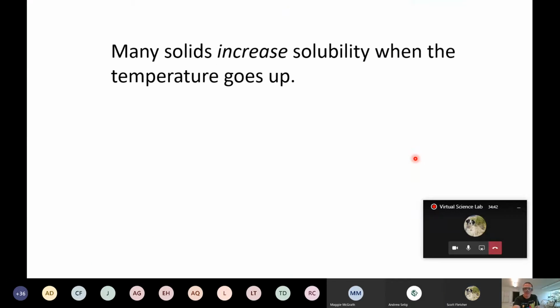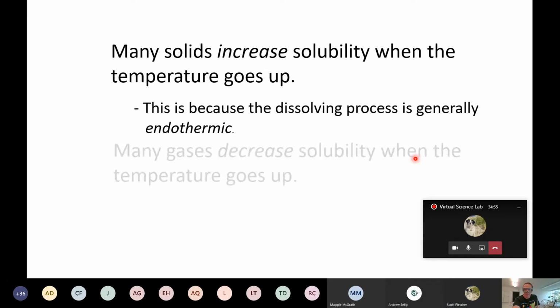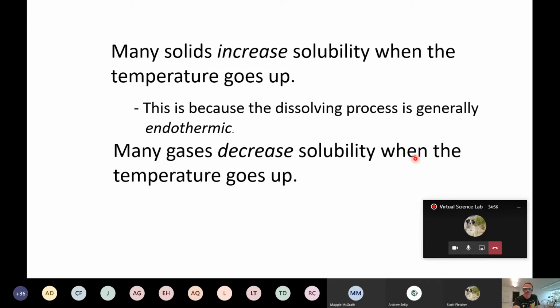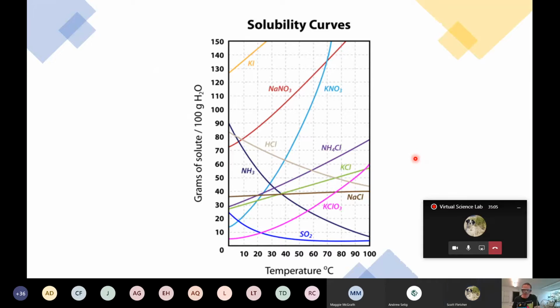Okay, so that's our solubility curve. Now, as you would see, many of them would have a higher solubility when the temperature goes up. And we could talk about being endothermic or exothermic. Some of them will get quite cold when you put it in water. However, the gases will decrease in solubility when the temperature goes up. And that's because when they dissolve, they're actually exothermic.